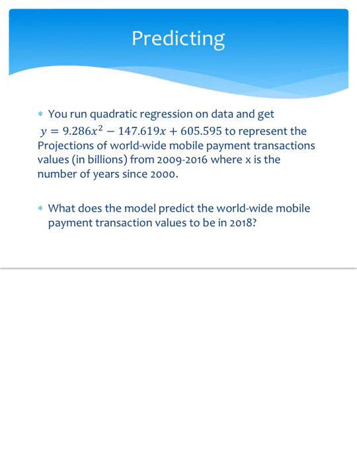You can also be given word problems for predicting in quadratic regression. So suppose you run quadratic regression and you get the equation that you see here. And it represents the projections of worldwide mobile payment transaction values in billions from 2009 to 2016. And x is representing the number of years since 2000. If I want to predict for 2018, I'm going to plug in 18 everywhere we see an x.